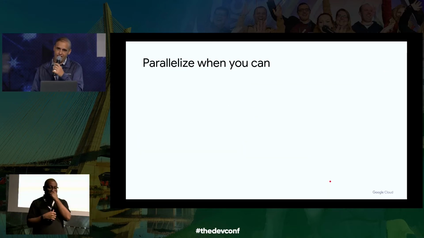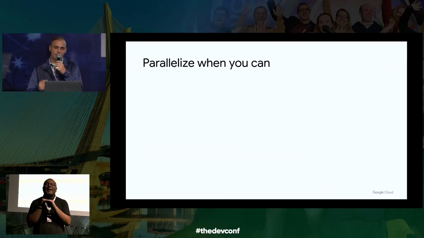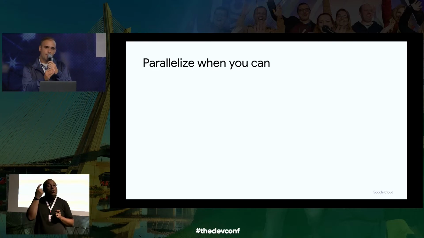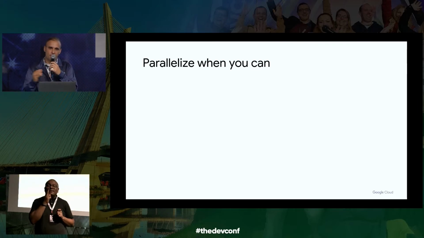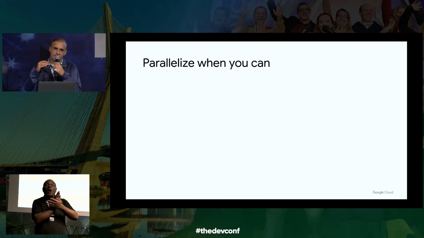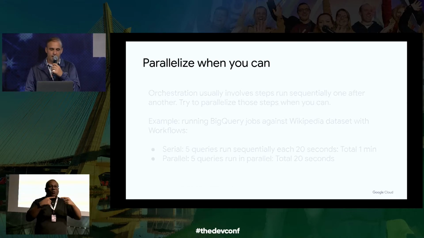All right, another pattern I see is parallelize when you can. So in orchestration, it's steps, right? You call step A, step B, step C, step D. And you might think that everything has to happen in sequence. Everything has to happen one after another. But actually, you can parallelize these steps. If these steps don't depend on each other, you can run them in parallel. And there's an example.